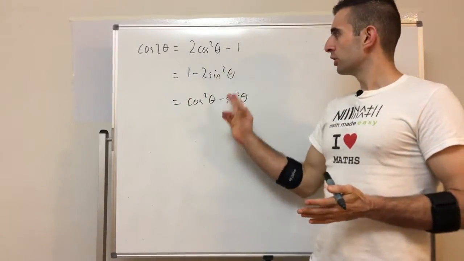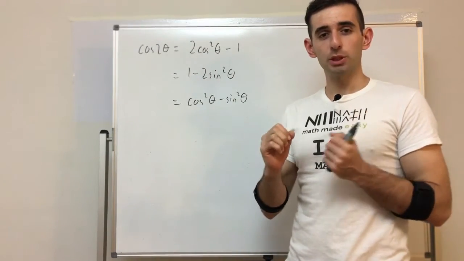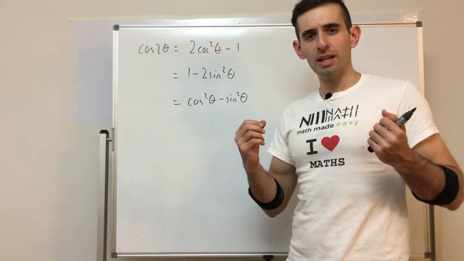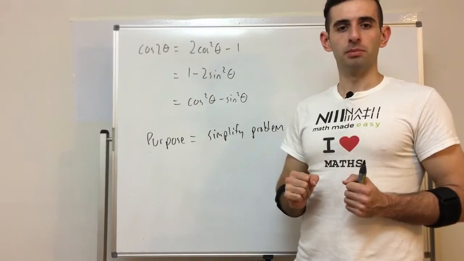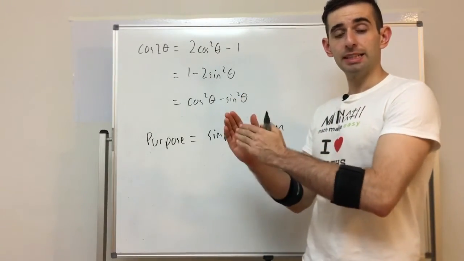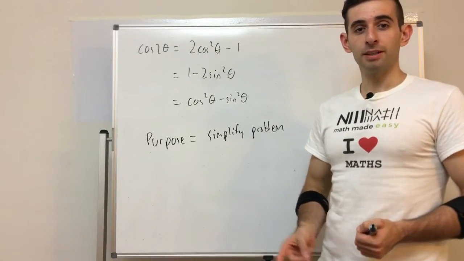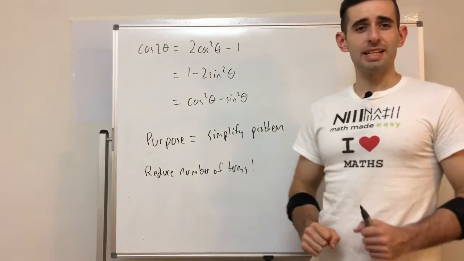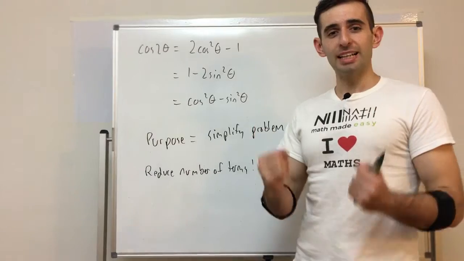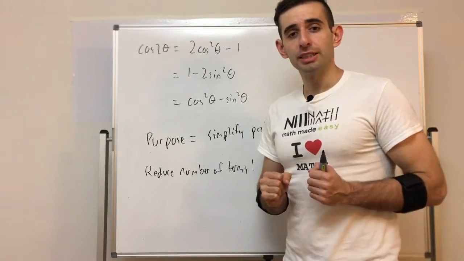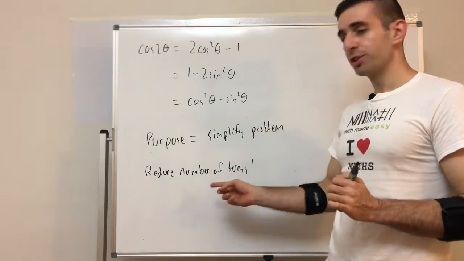Okay, so the key is when we have trig proofs, how do we know which one to pick? Well, in order to understand which one to pick, we need to understand the purpose of identities. The purpose is to simplify the problem. So when we have a proof, we want to use identities to simplify the problem. Now in maths, what's one way to simplify the problem? Well, it's reduce the number of terms. That makes life a whole lot easier for us. So that's the trick we're going to use here. We want to use the cos double angle identity that reduces the number of terms.